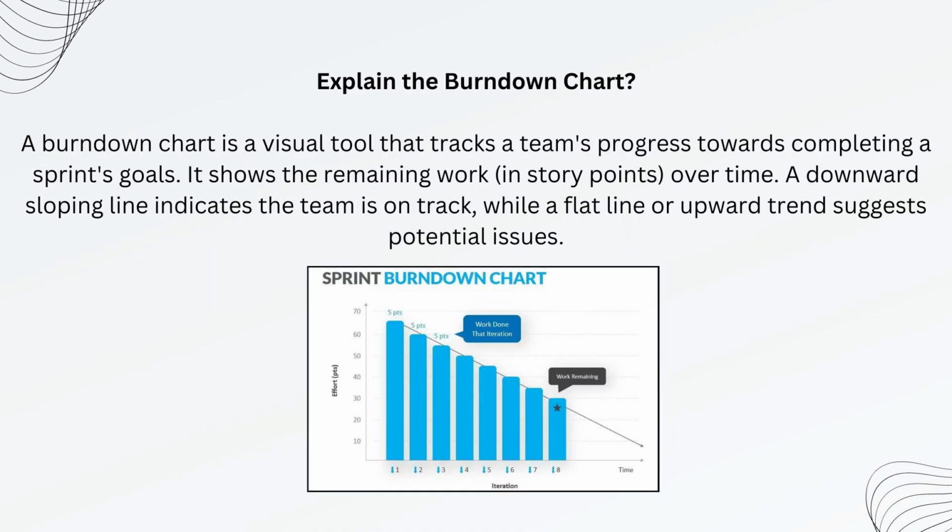Explain the burndown chart. A burndown chart is a visual tool that tracks a team's progress towards completing a sprint's goals. It shows the remaining work in story points over time. A downward sloping line indicates the team is on track, while a flat line or upward trend suggests potential issues.